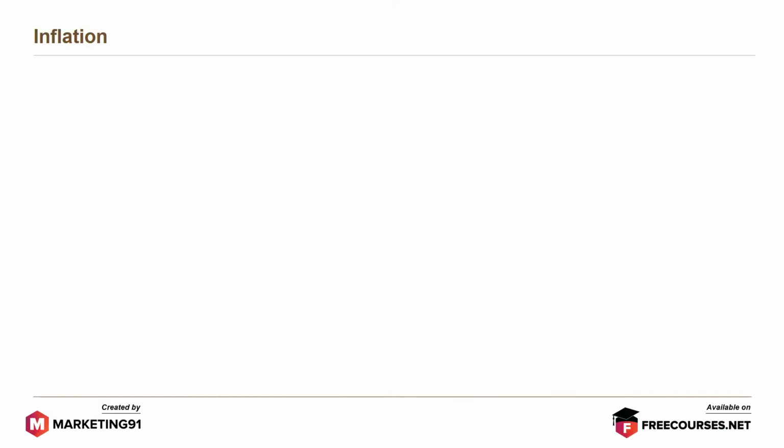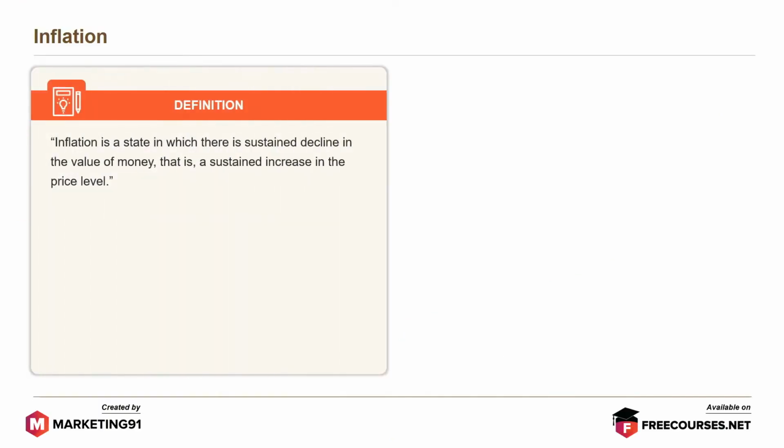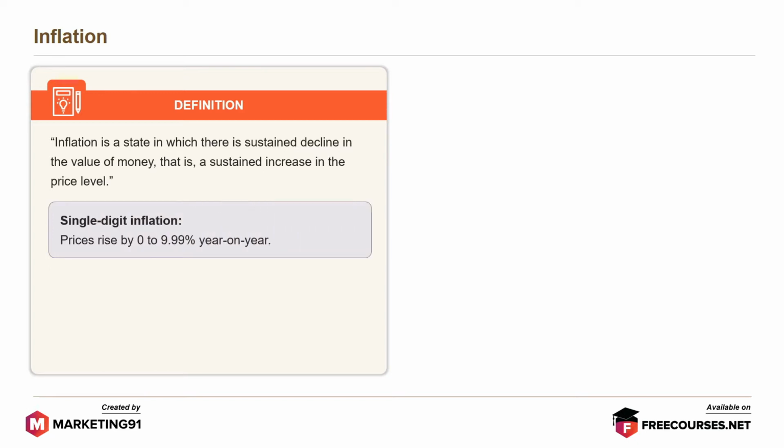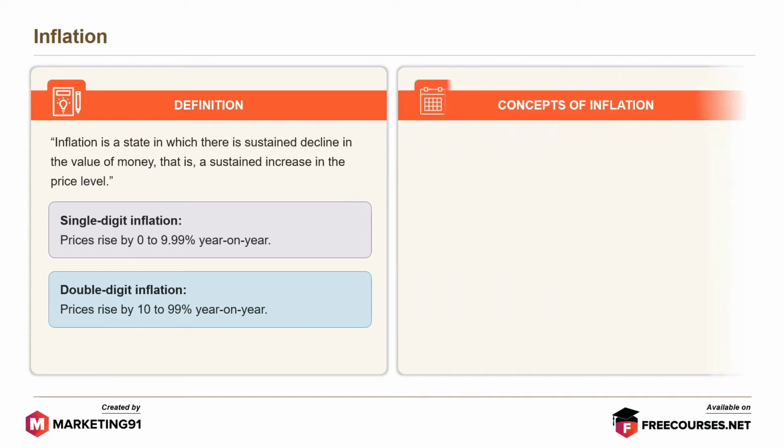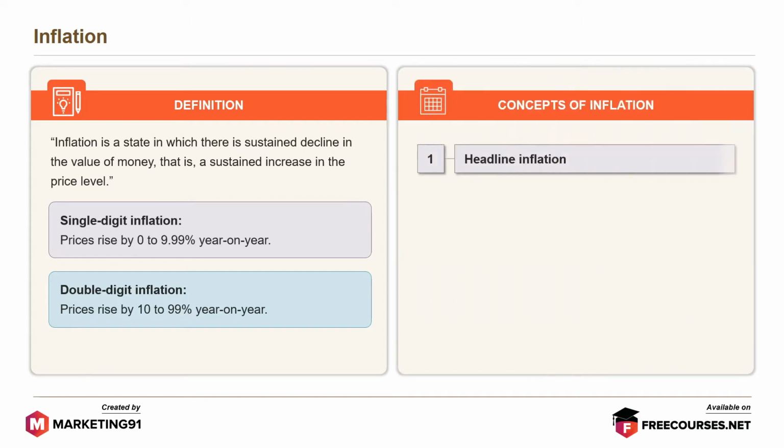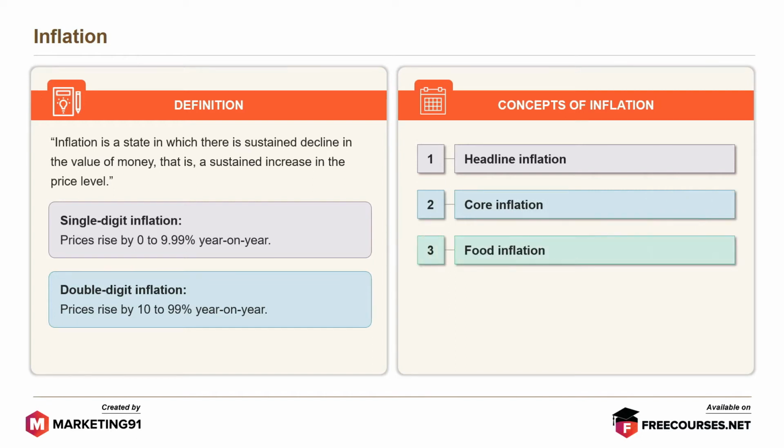Let's start with understanding inflation. Inflation is a state in which there is a sustained decline in the value of money, that is, a sustained increase in the price level. In single-digit inflation, prices rise by 0 to 9.99% year on year. In double-digit inflation, prices rise by 10 to 99% year on year. Concepts of inflation are headline inflation, core inflation, food inflation, and retail inflation.